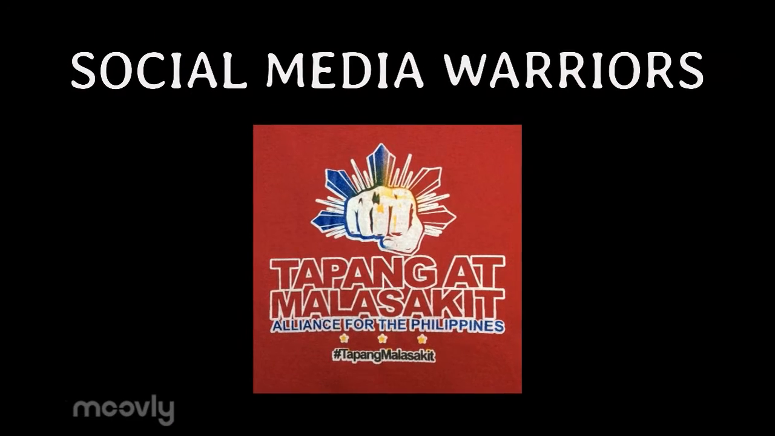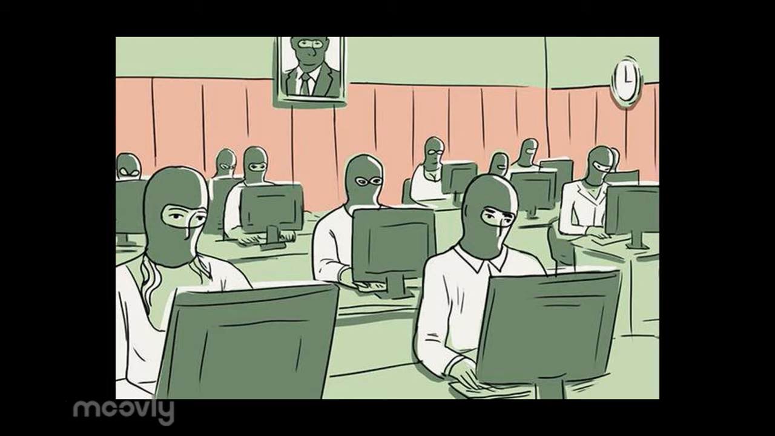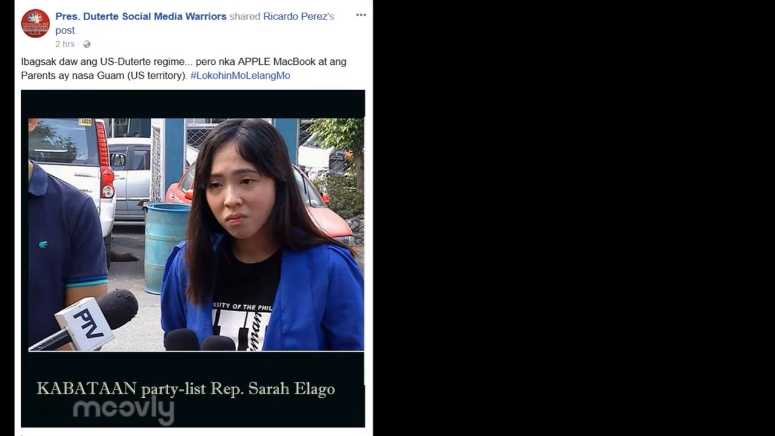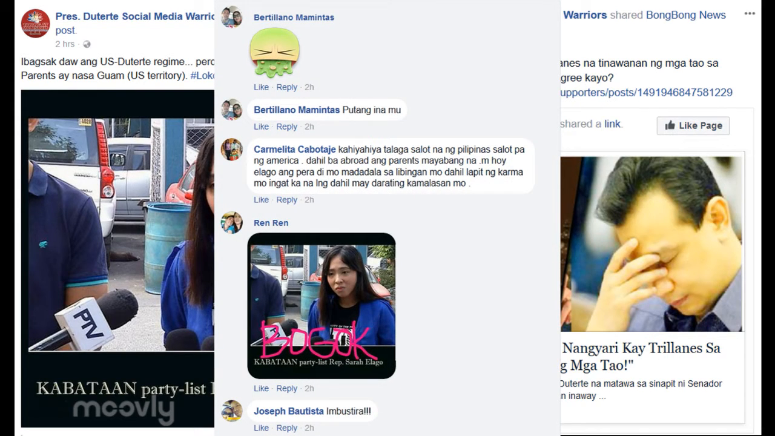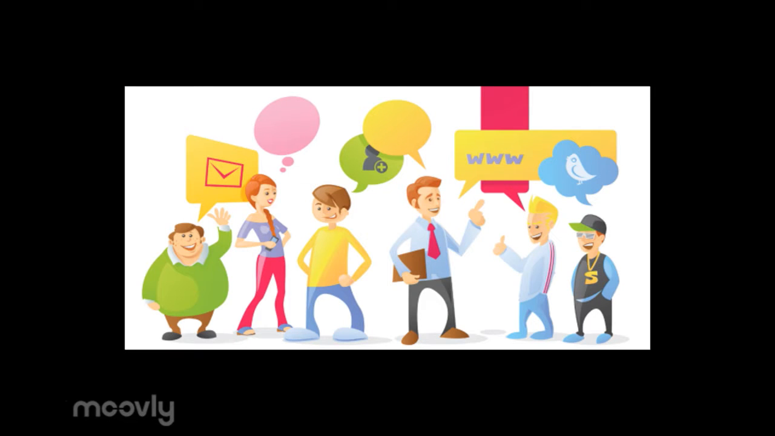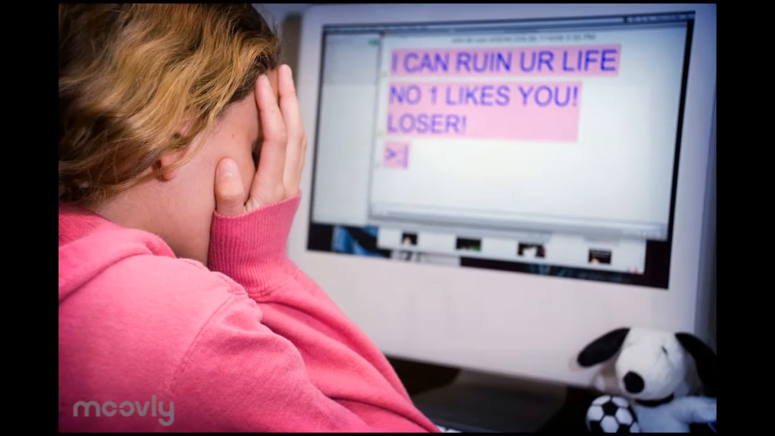Let's take the social media warriors as an example. These are a group of people who go online trash-talking and attacking anyone who dares bash Rodrigo Duterte, current Philippine president. They were at their peak during his campaign when they fought to prove Duterte's qualification to become president. Because of them, the internet in the Philippines has become unsafe, and rather than it being a venue for sharing ideas, it has become a venue for cyberbullying and harassment.